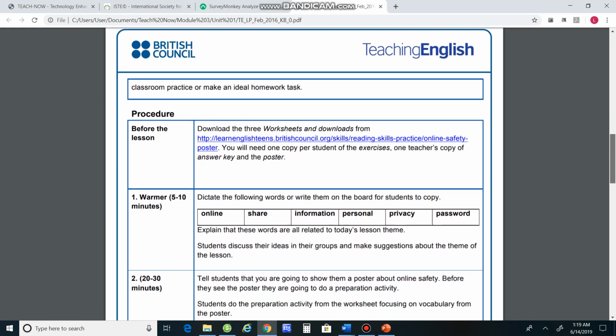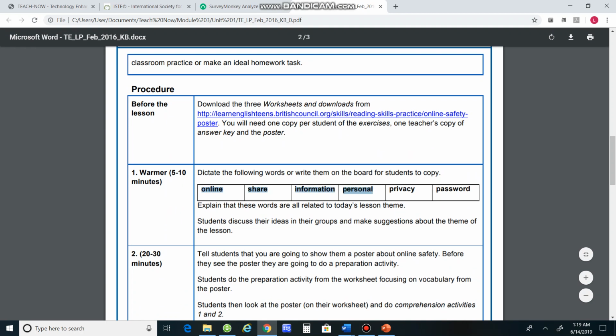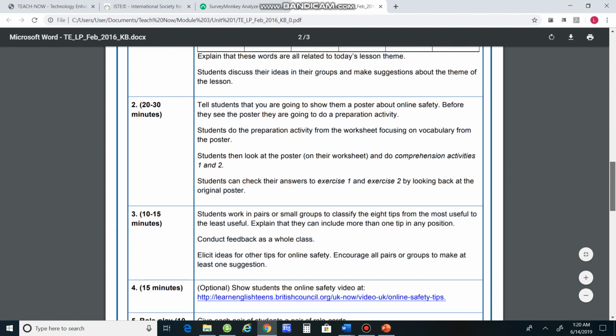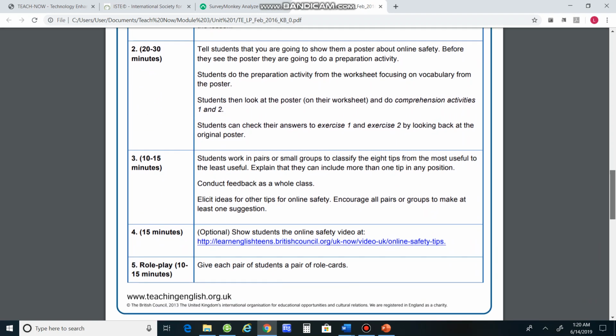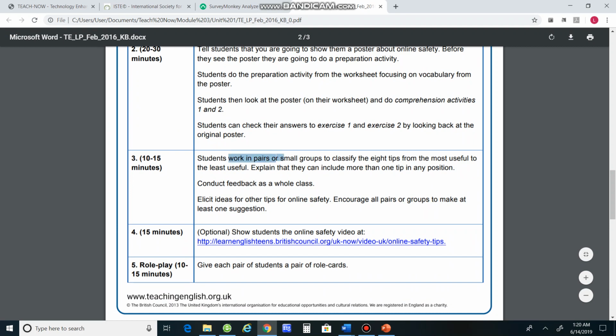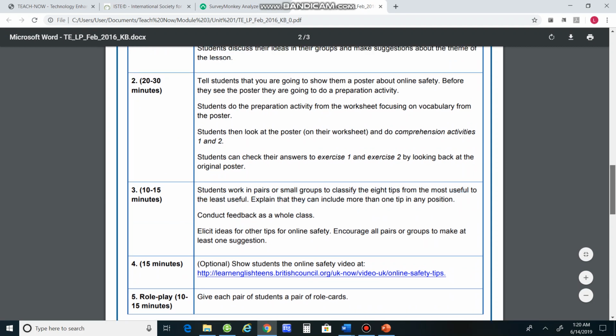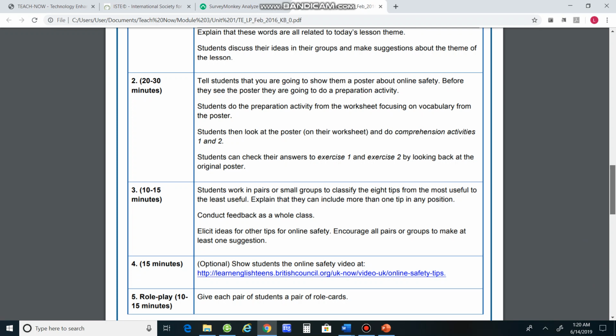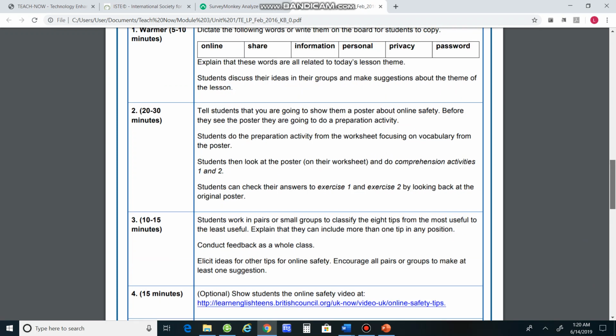Since they are ESL students, it's always helpful to have a vocabulary list so they can practice using the words, or I would get them to actually put them in a sentence. And one of the collaboration activities here is to work in small groups and to classify some of the top 8 online safety tips from the most useful to the least useful. So that would be a good way to get them collaborating with each other, questioning each other, why would this be more useful than the other.